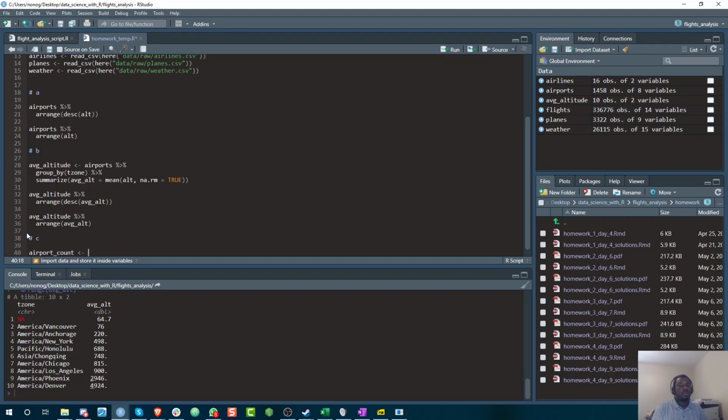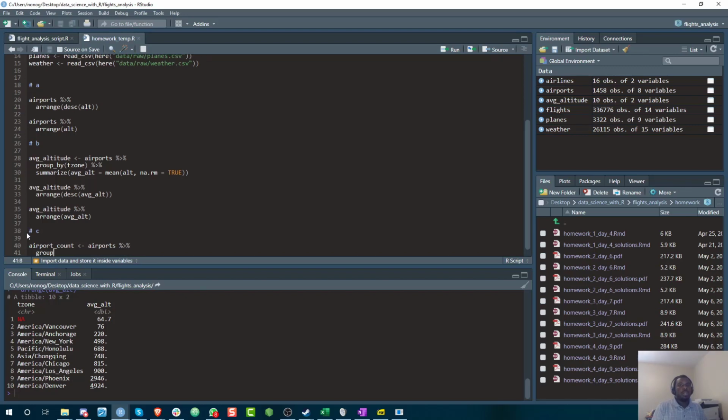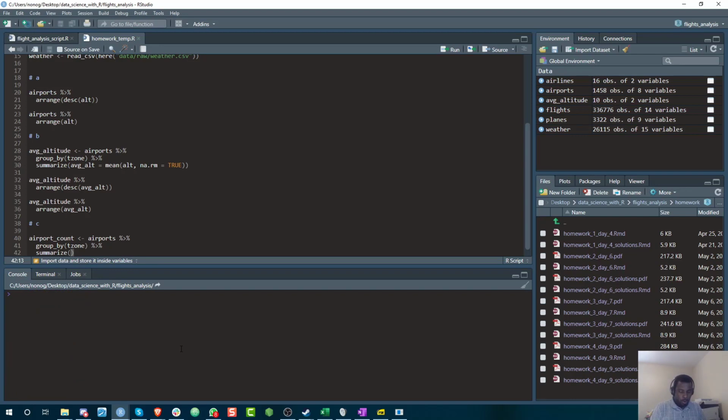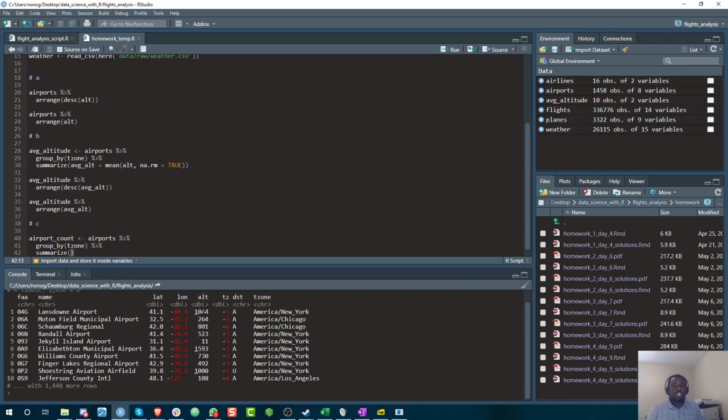a data set that we call airport count. We have airports, okay? Again, we want it for each time zone. So once again, we're going to group by time zone. And this time around, the summary is count. We want to count how many times this time zone shows up in the data. Because each row, let me go back to airports, each row represents an airport, right?